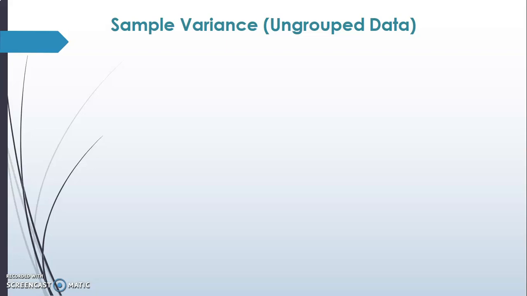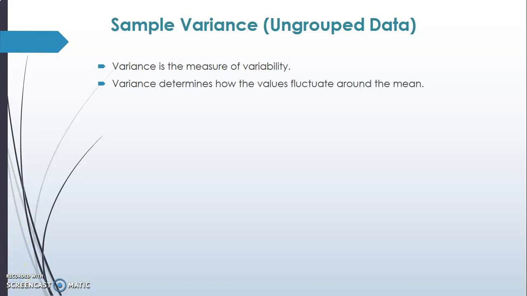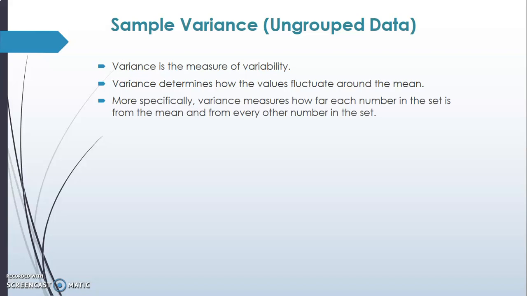Okay, what is variance? Variance is the measure of variability. Variance determines how the values fluctuate. Okay, how our data values fluctuate around the mean value. And more specifically, variance measures how far each number in the set is from the mean and from every other number in the set. Okay. And for sample variance, it is denoted by the symbol s square.